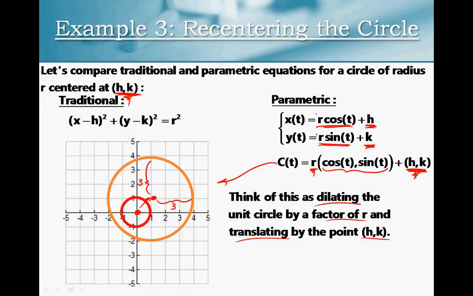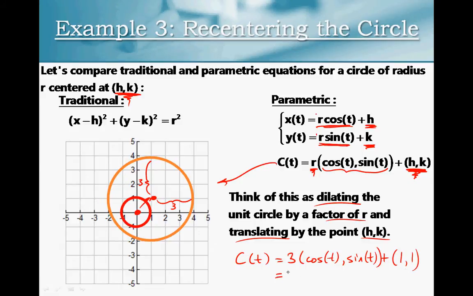So if you wanted to write this, it would be radius of 3, so 3 times the cosine of t, comma sine of t, and then it looks like the center has been moved by 1 in the x direction, 1 in the y direction, so plus 1, comma 1. That's one way of writing the equation.